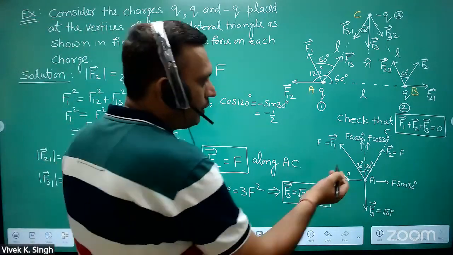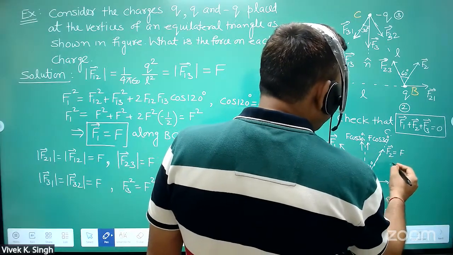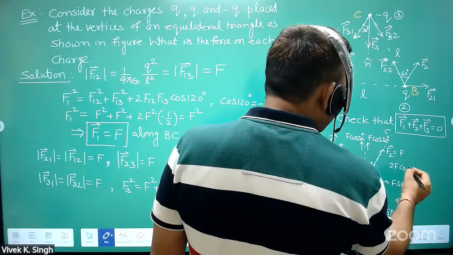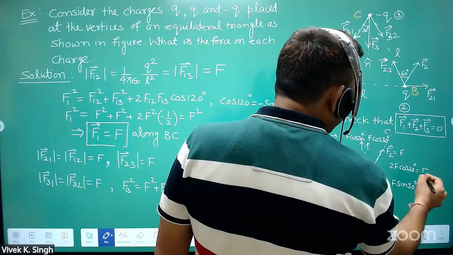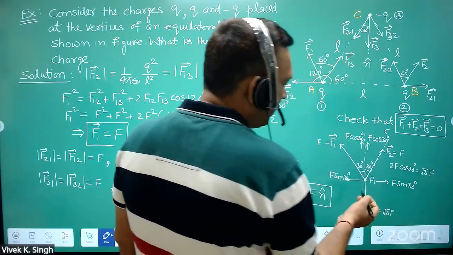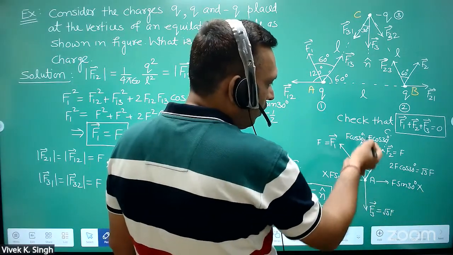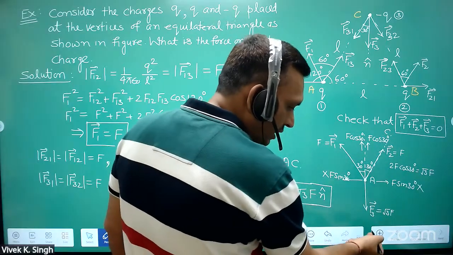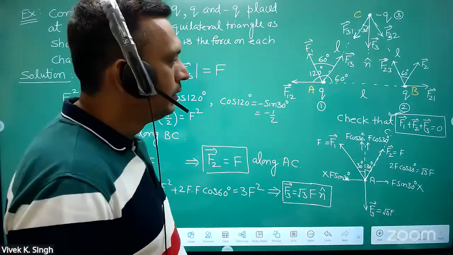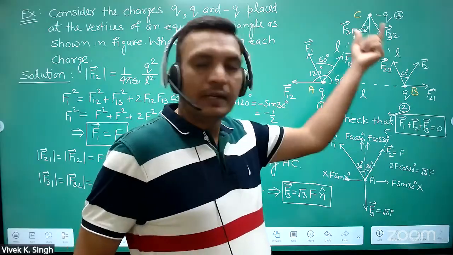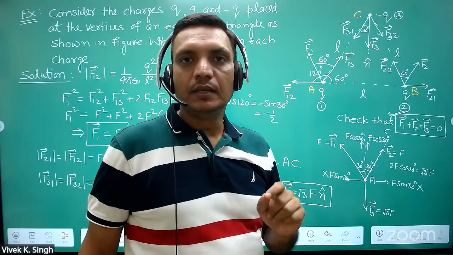तो ये तो कैंसिल आउट हो जाएंगे, है कि नहीं? और ये कंपोनेंट क्या हो जाएगा? 2F cos 30, ये वैल्यू हो जाएगा, cos 30 is √3/2, so this is √3F. तो ये कैंसिल आउट हो जाएगा बिकॉज दे आर इन अपोजिट डायरेक्शन, और ये वैल्यू भी √3F है, अपोजिट डायरेक्शन में भी √3F है, सो रिजल्टेंट विल बी 0. क्लियर? So you should verify this condition, that vector sum of forces on each charge will be 0. Please check it.